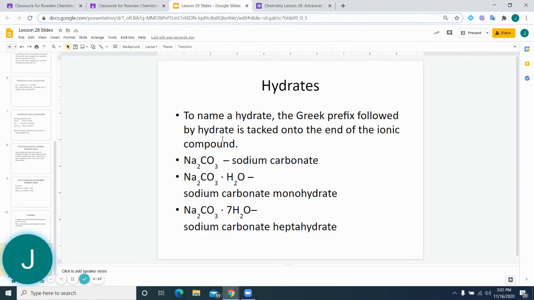But what you'll do is name the compound, and then use a Greek prefix and say hydrate to say how many waters are attached to it. So look right here, Na2CO3. Look up Na, it's sodium, CO3 is carbonate, so this is sodium carbonate. But if it's got a dot H2O, it's bonded to 1 water, so you say sodium carbonate monohydrate. Or this one is bonded to 7 waters, so sodium carbonate heptahydrate. So that's how we go about naming hydrates.